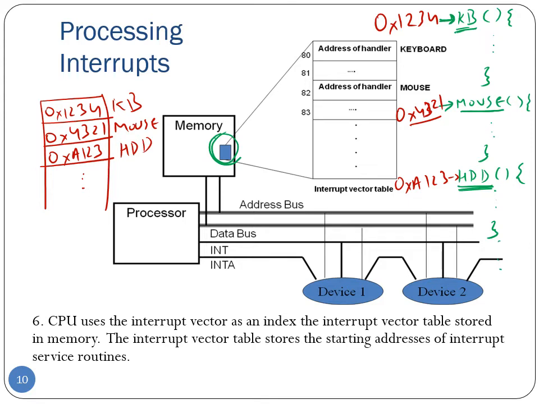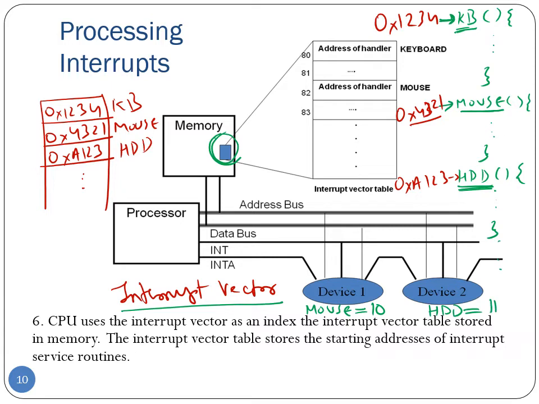Recall the interrupt vector that is placed by an IO device on the data bus to identify itself. This table is actually arranged according to the interrupt vectors of the IO devices. For example, let's say this is a mouse. Let's say the interrupt vector, or the identifying integer, for this mouse is 10. Similarly, let's say this device 2 is your hard disk, and the interrupt vector for this hard disk is 11.